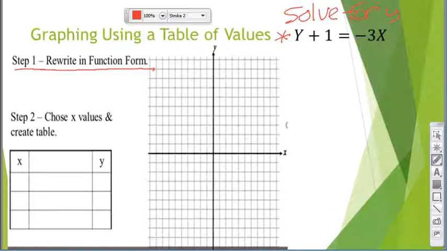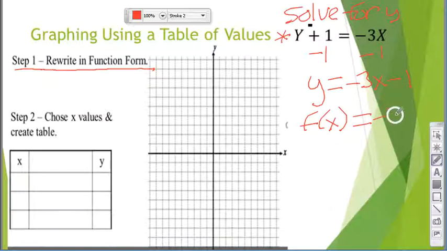In order to get this y all by itself, we're going to have to get rid of this plus 1. And the way that we get rid of a plus 1 is by doing a minus 1. So now on our left side, we're left with y equal to, on our right side, we have negative 3x minus 1. So we just rewrote this. If we want to do this in function form, it would be f of x is equal to negative 3x minus 1.